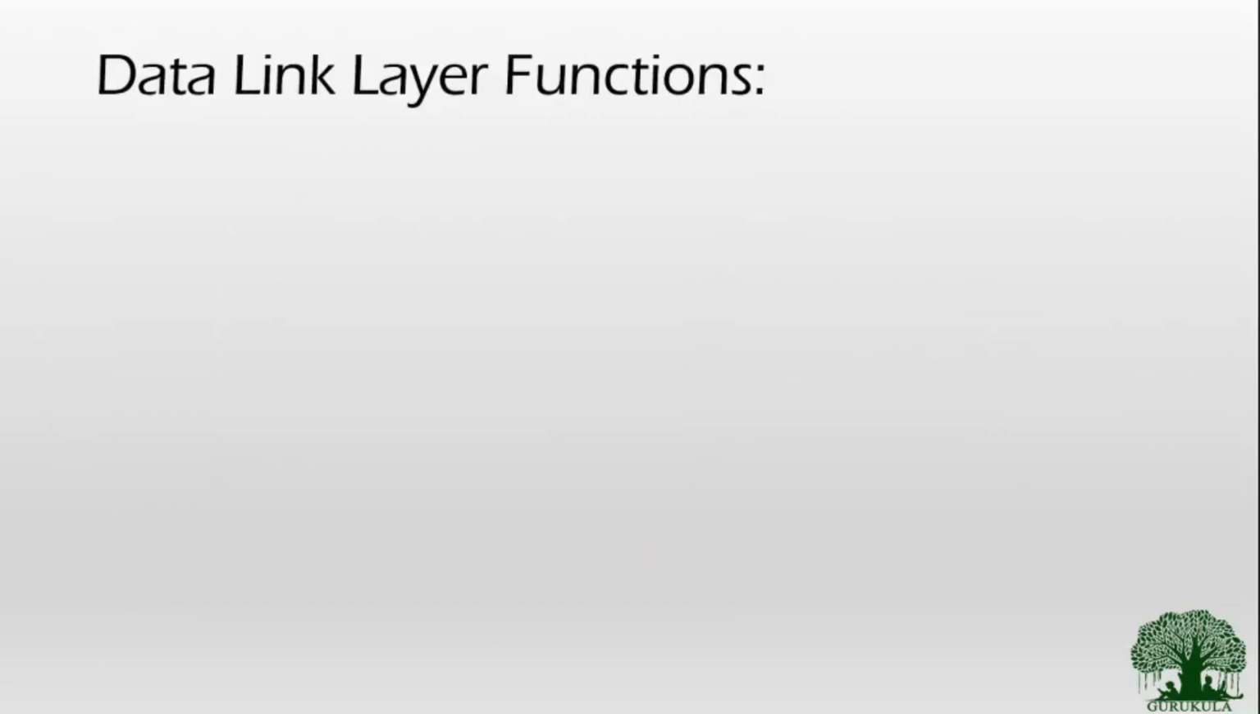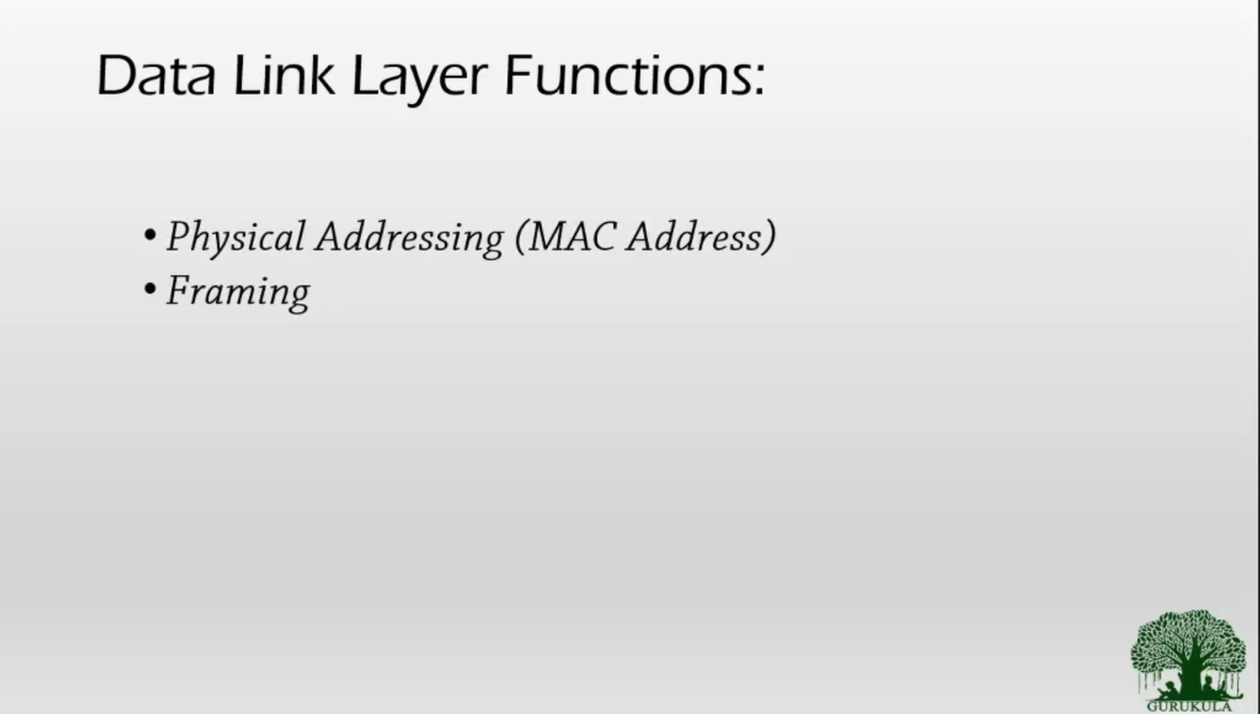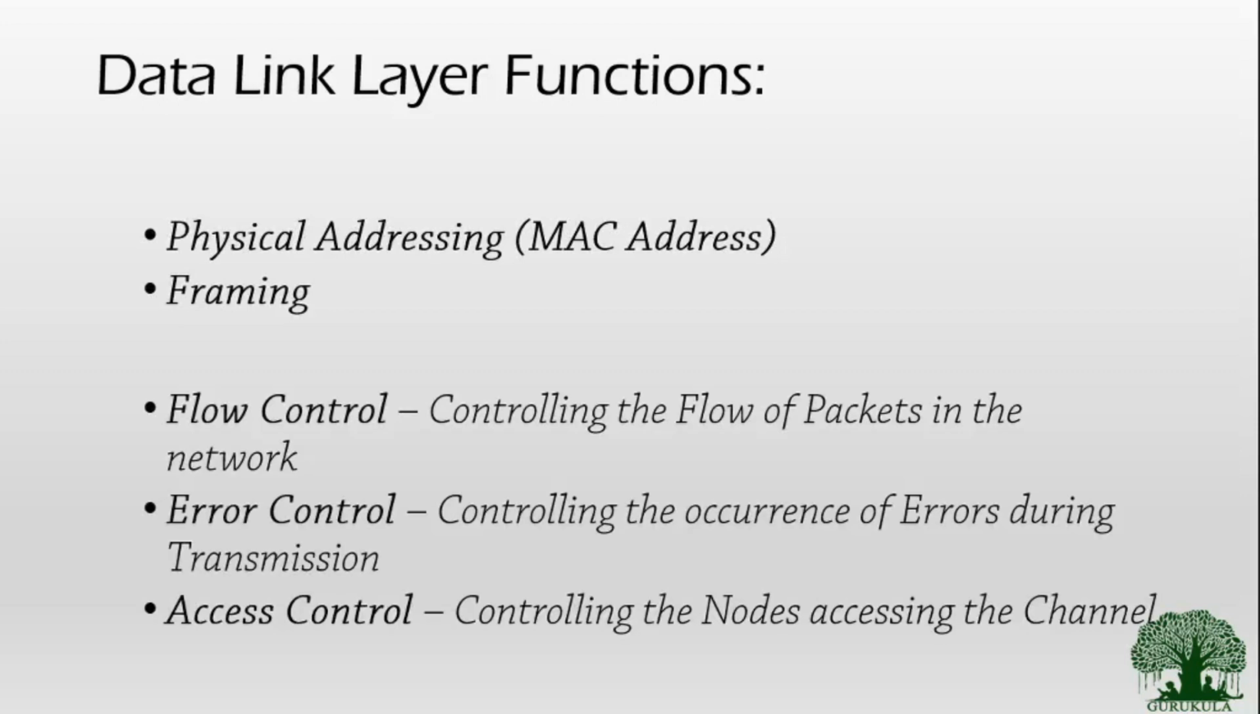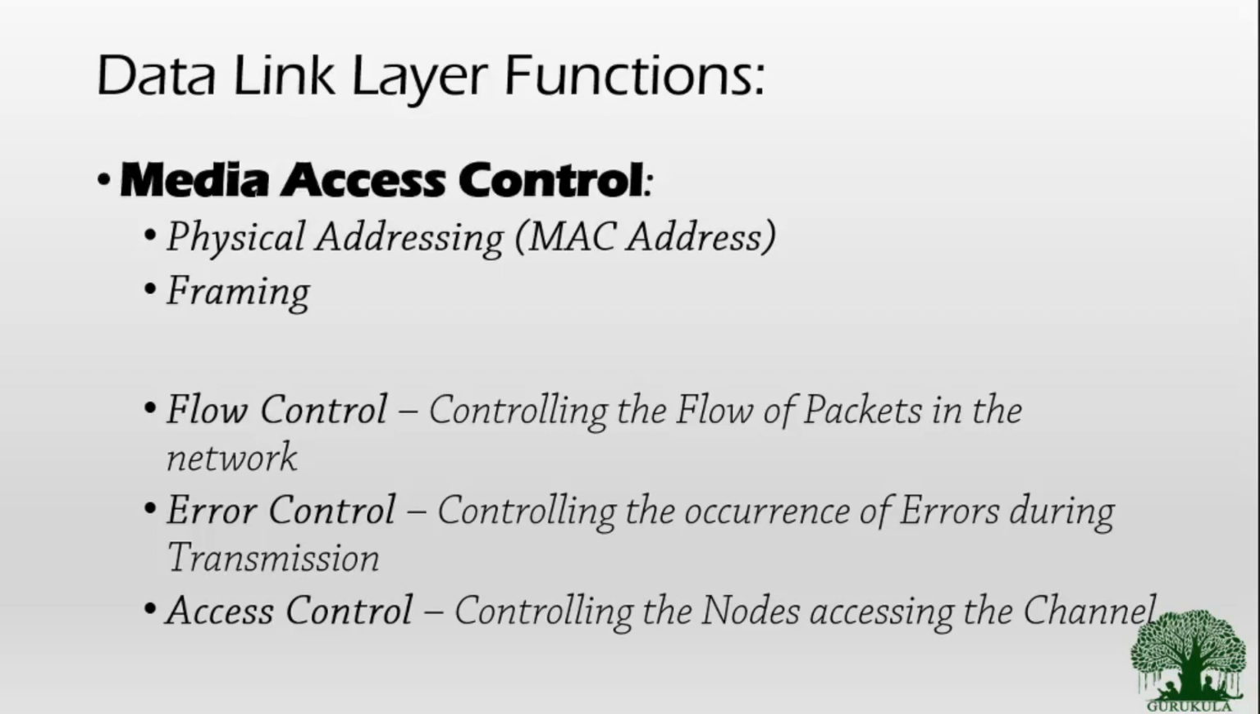Coming to listing out the functionalities of the data link layer, we very well know the various functions carried out by the data link layer are physical addressing, framing, flow control, error control, and access control. Here the physical addressing and the framing will be taken care of by the media access control sublayer, and the rest of the functions such as flow control, error control, and access control will be taken care of by the logical link control sublayer.